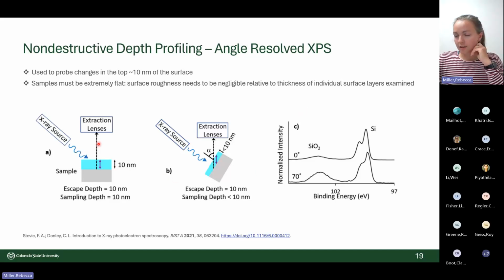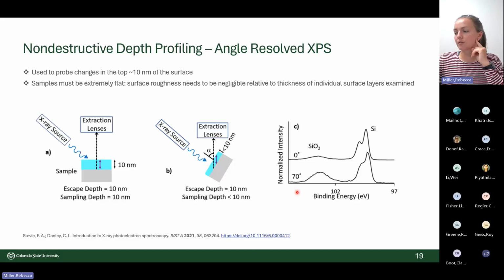Because as you can see here, if the path of the electrons coming out of the sample to the detector is normal to the sample face, then you get the deepest information, roughly 10 nanometers, let's say. If the sample is tilted relative to that direction to the detector, then you get a shallower depth of information.